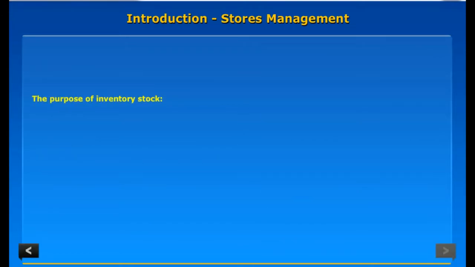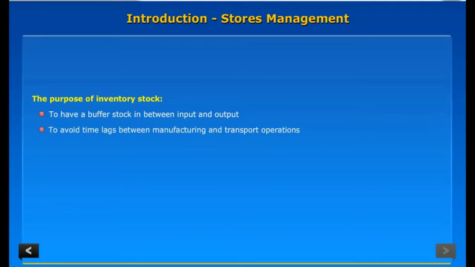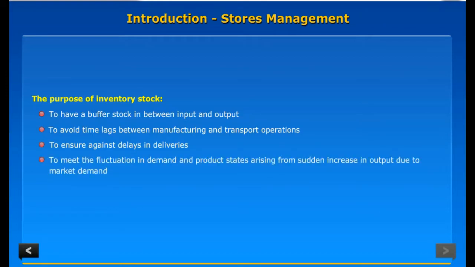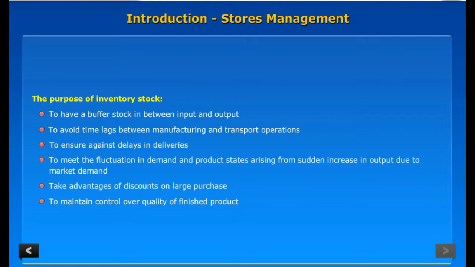The purpose of inventory stock: to have a buffer stock in between input and output, to avoid time lags between manufacturing and transport operations, to ensure against delays in deliveries, to meet the fluctuation in demand and product states arising from sudden increase in output due to market demand, to take advantage of discounts on large purchases, and to maintain control over quality of finished product.